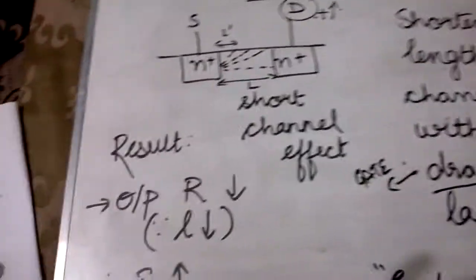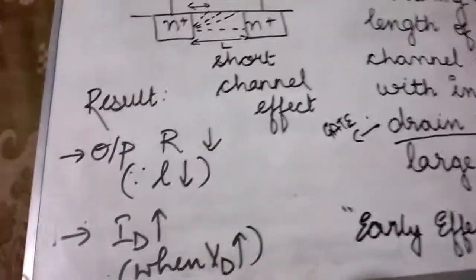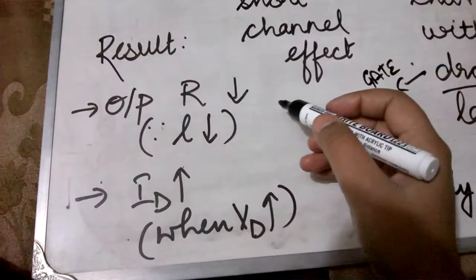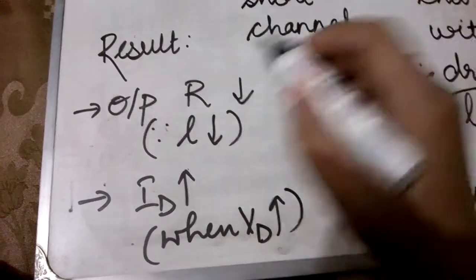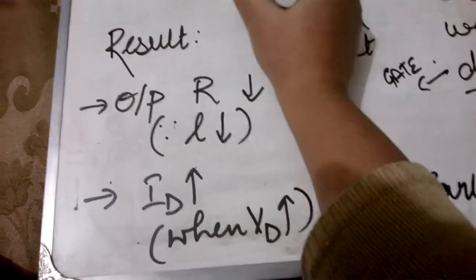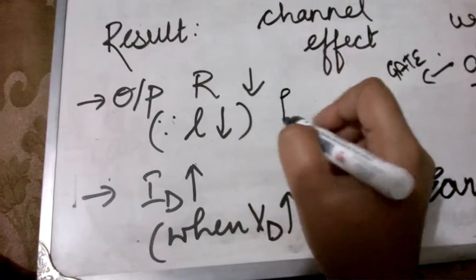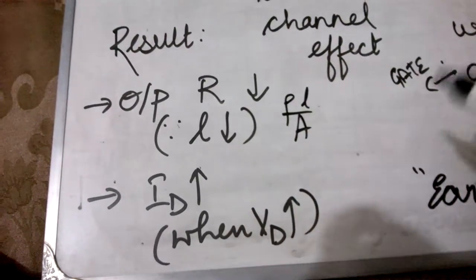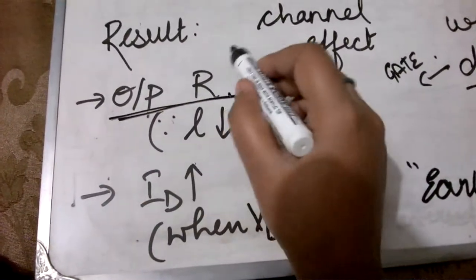Now, what are the results of this effect? Let's see. First thing is, it will lead to a reduction in the output resistance. The output resistance of the MOS circuit will decrease. Now, what is the reason for this decrease? The length of the channel is decreasing, and you know, R is basically rho L upon A. So if the length is decreasing, the resistance is also decreasing. This was also asked once in the GATE exam.